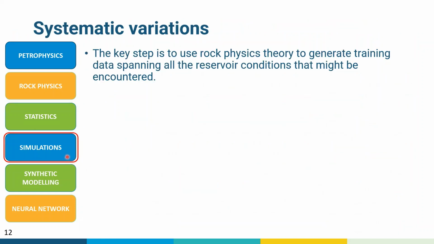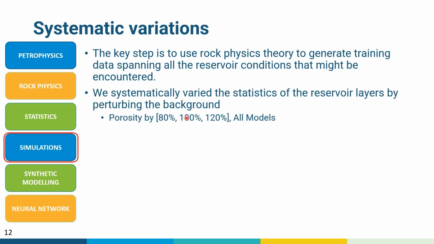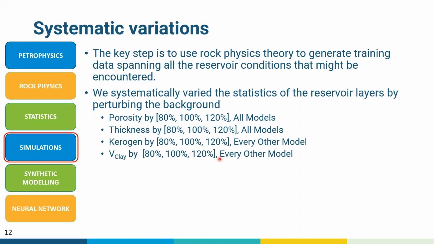Next, we do the simulations. So the first step in doing the simulations is that we generate petrophysical curves based on the statistics of the original wells. But in addition, we systematically vary the key parameters of the reservoir layers by perturbing such parameters as the porosity, so we decrease the porosity or increase the porosity. We also change the thickness. We'll also change the kerogen volume and also the clay volume. And by doing this, we can sample all the different situations we might expect that the reservoir might encounter and provide training data for all these different situations.